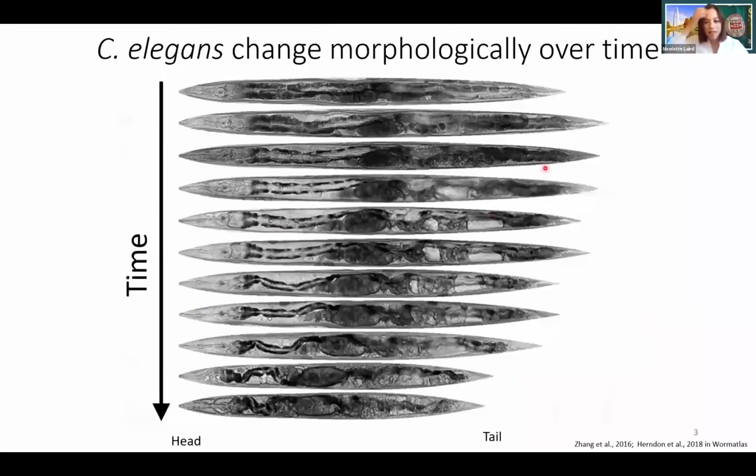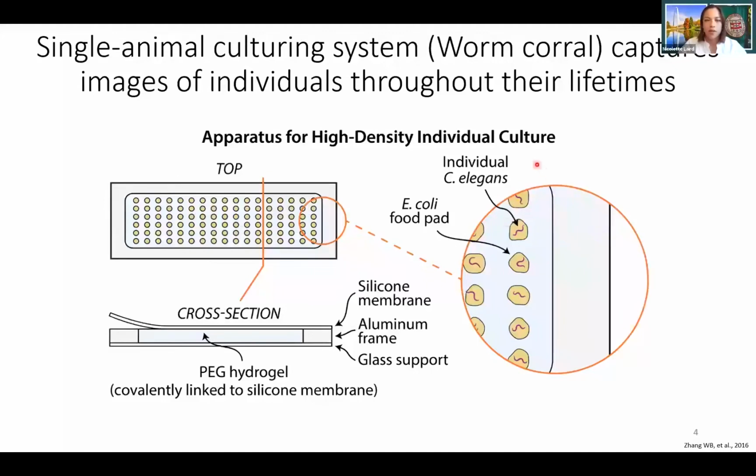Okay, in the Pincus Lab, we were really interested in quantifying these changes at an individual level. To do that, the Pincus Lab created this single animal culturing system that we like to call the worm corral. This allows us to capture images of hundreds of individuals in parallel throughout their lifetimes. Worms are housed as embryos in these little food pads, and then we image them on a microscope every couple hours from hatch until death. I like to think of it as the Truman Show, but in parallel for worms.